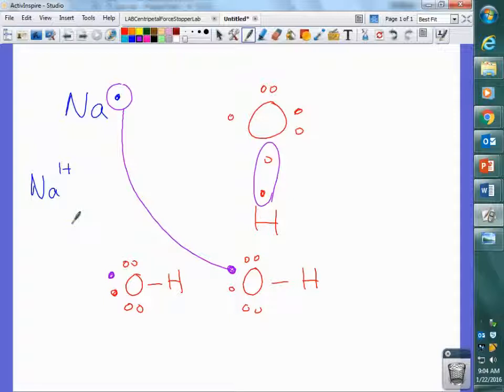Here, this group of atoms right here, is everybody happy? Everybody's happy. But in order to make everybody happy, we had to pick up an electron along the way. Yes? Is this an ion?